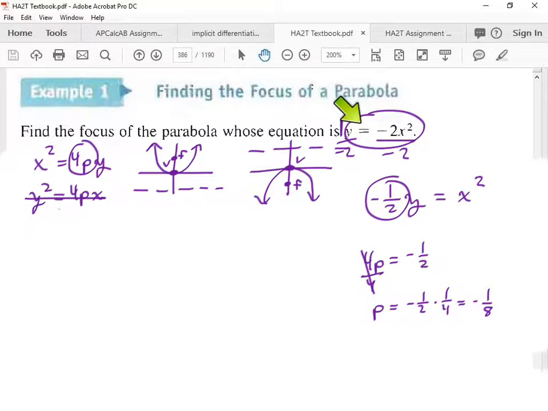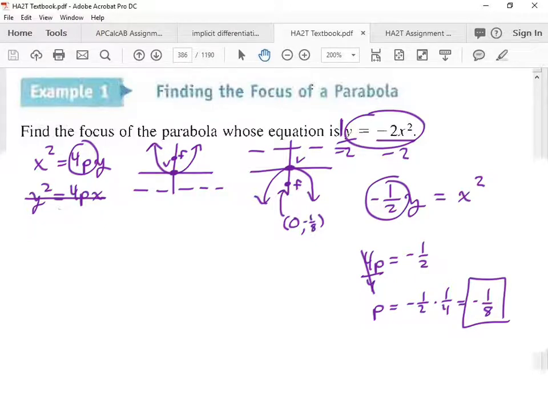Hey, so do we know which direction this parabola opens? Does it open up or does it open down? It opens down. How do I know that? Because the p is negative. The distance between the vertex and the focus is -1/8. Now I could even tell you what the focus point is. What are the coordinates? 0, -1/8.